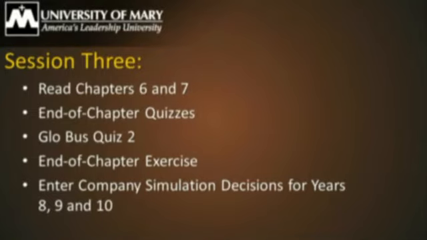For Session 3, you'll read Chapters 6 and 7 and complete the end-of-chapter quizzes for those chapters, and you'll complete the GLOBUS Quiz 2. You and your co-managers will complete the end-of-chapter exercises for Session 3 and enter decisions for years 8, 9, and 10 for the company simulation.